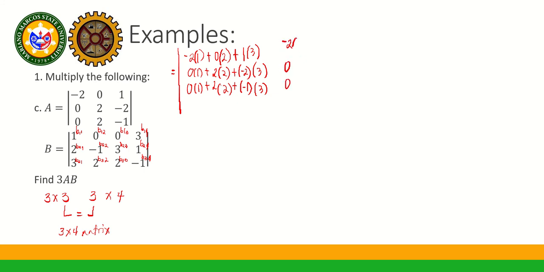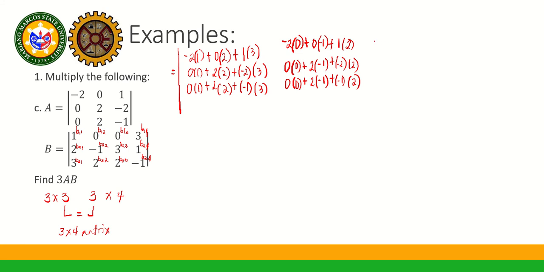Now, for our second column naman, again, elements of our first column in matrix A, negative 2, 0, and 0 multiplied by B12. So that is 0. And then add natin si elements of the second column of matrix A multiplied by B22. That is negative 1. Okay? And next is i-add ulit natin si elements of the third column of matrix A multiplied by B32. So that will be equal to 2, 2, and then 2.